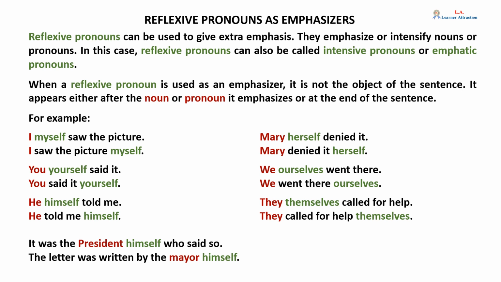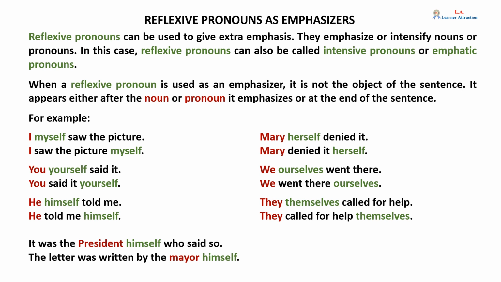For example, I myself saw the picture. I saw the picture myself. You yourself said it. You said it yourself. He himself told me. He told me himself. Mary herself denied it. Mary denied it herself. We ourselves went there. We went there ourselves.